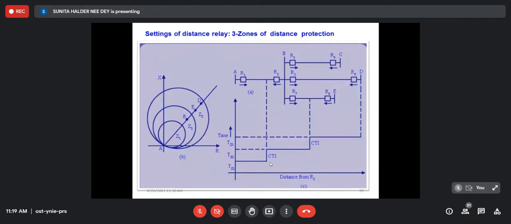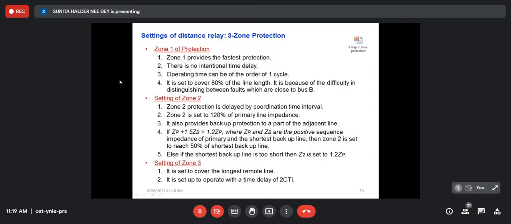So distance relay is generally provided using three-step, three-zone protection, right? At first, what is three-step, three-zone protection? There is zone one. Zone one provides the fastest protection. It provides protection instantaneously. There will be no intentional time delay; operating time will be within one cycle. It is said to cover 80% of the length.